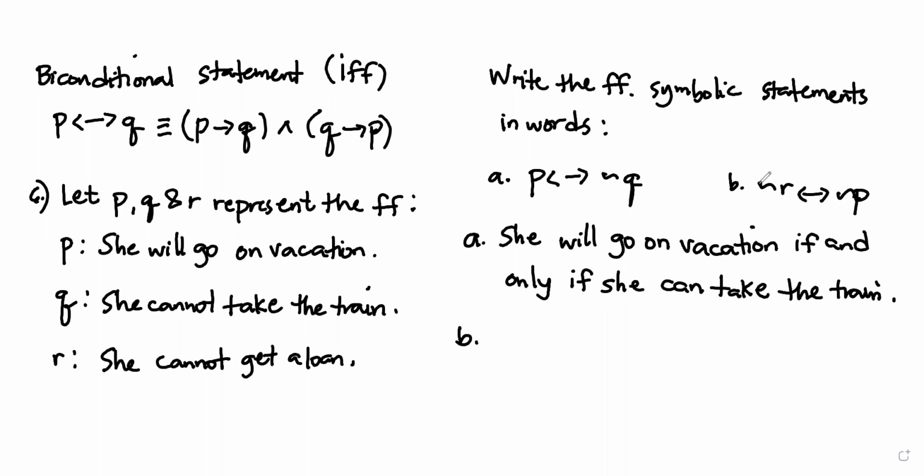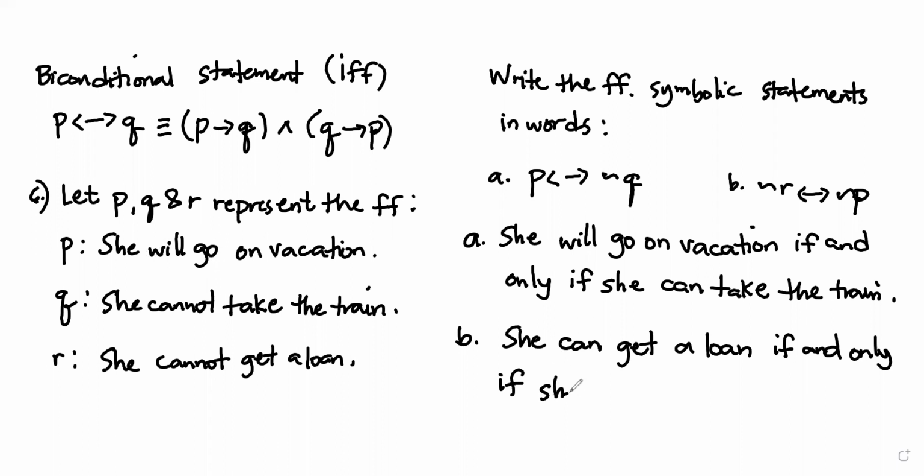Next, letter B. Not R if and only if not P. So we're going to negate R. When we negate this statement, she cannot, so she can get along. So we have the symbol if and only if. We're going to negate P, we're going to negate she will go. So she will not go on vacation. Okay, that's it.